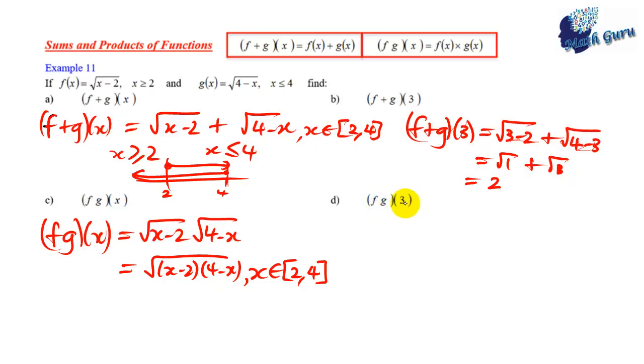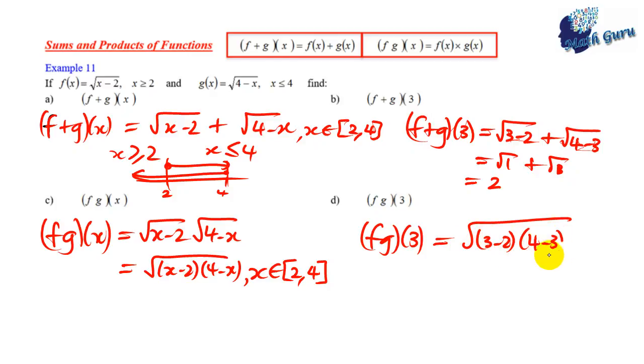Okay, fg of 3, we know that's in that domain, so it should work. So fg of 3 means that wherever I've got an x, I replace it with a 3. So I get 3 minus 2, 4 minus 3, which we know is the square root of 1 times 1, which is the square root of 1, which is just 1. Okay, so the main thing to remember is if you've got two functions, you add them together or multiply them, where the two domains intersect will be the resultant domain of the added function or the multiplied function.